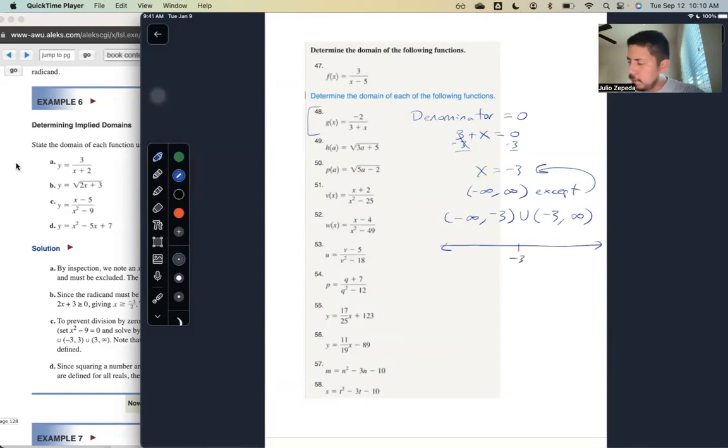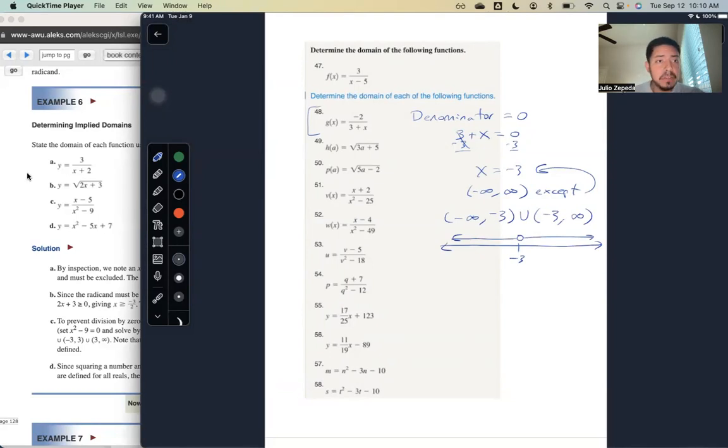I'll show you the graph just to show it. Here is the domain of that function. It is all numbers except for -3. I have an open circle there at -3. We skip that one. We do not include it as part of the domain.